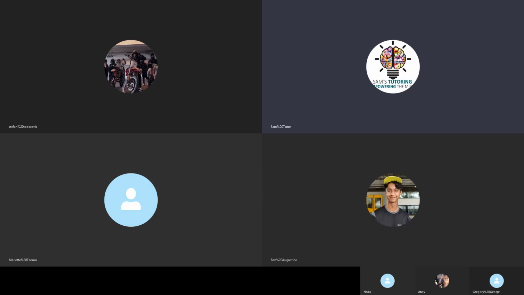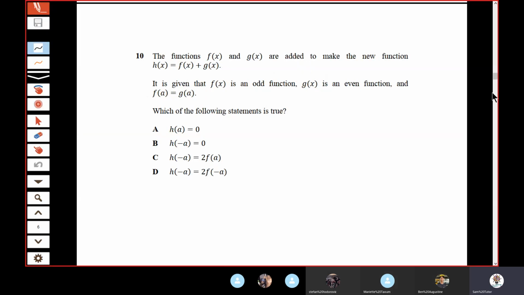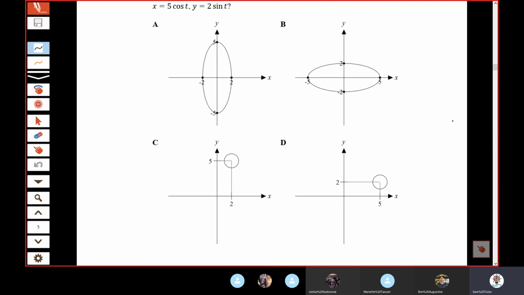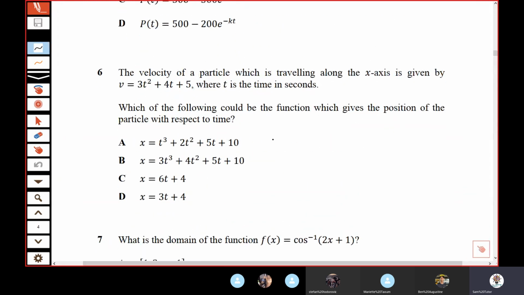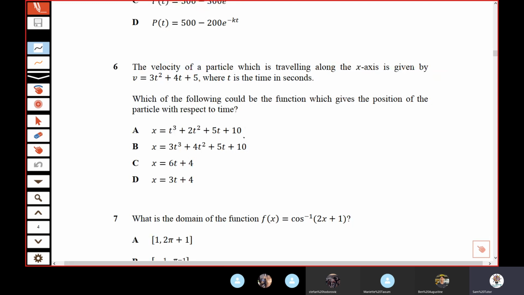All right, question 6 first. The velocity of a particle which is traveling along the x-axis is given by... Which of the following could be the function which gives the position of the particle with respect to time?